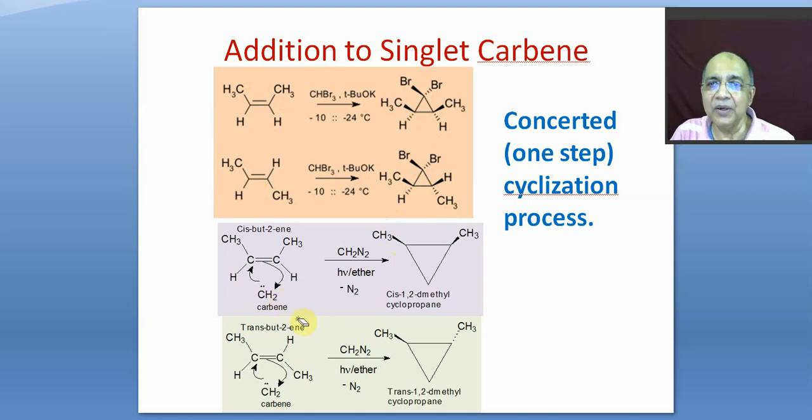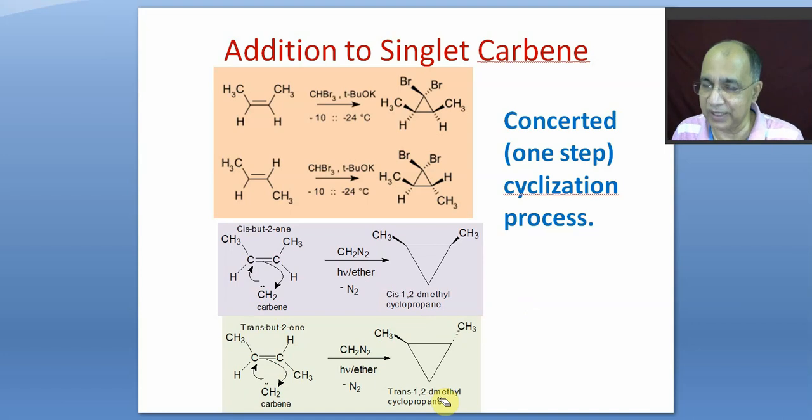Similarly, supposing you have diazomethane and ether, just in presence of light, a nitrogen molecule goes away, and this carbene, CH2, attacks to form a cyclopropane ring. If you take cis butene, you get cis dimethyl cyclopropane. If you take trans, you get trans. So that is the addition of a singlet carbene.